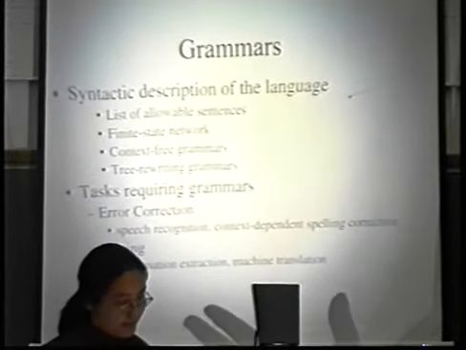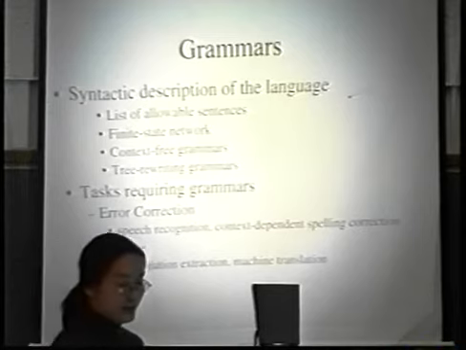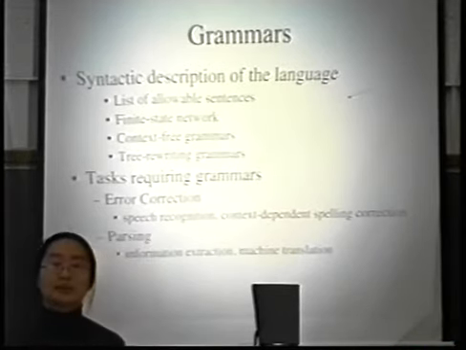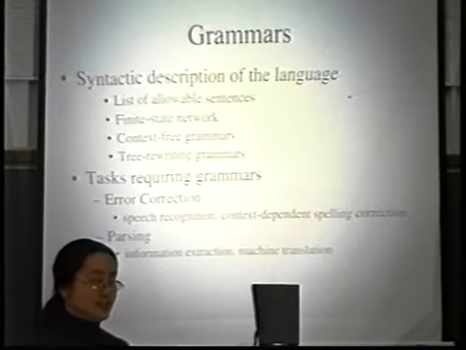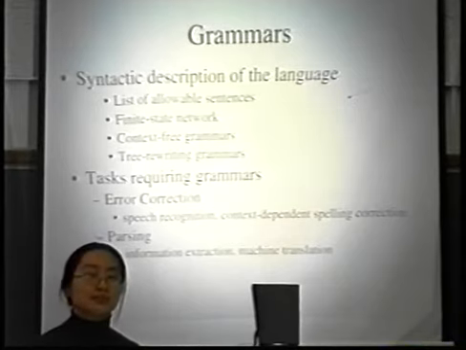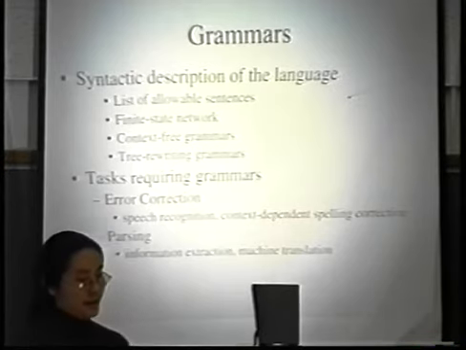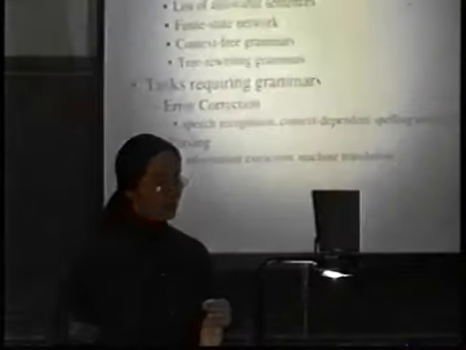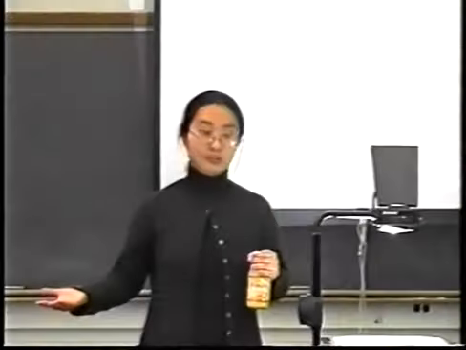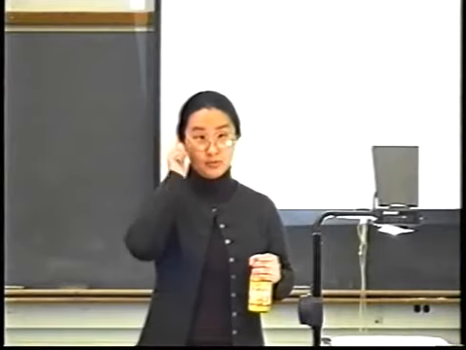So by grammar, in this case, I'm being fairly relaxed about it. I mean, anything that gives us a syntactic representation of the language, I would consider a grammar. So in this sense, a list of allowable sentences in the language can be thought of as a very weak grammar. And then you can become more sophisticated and use more expressive power to get to finite state networks, and then to context-free grammars, and possibly to a tree rewriting grammar, of which PLTIG is a type.